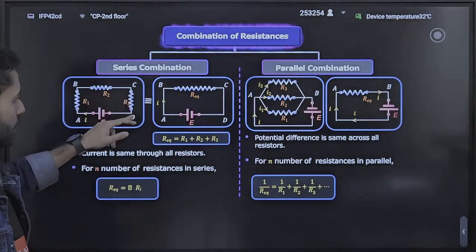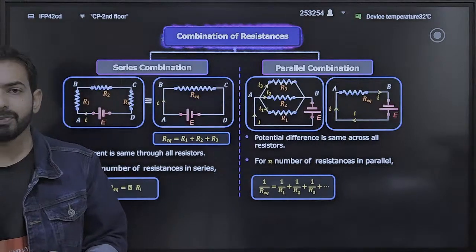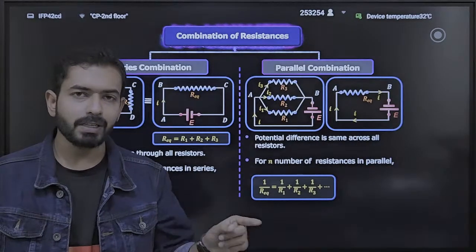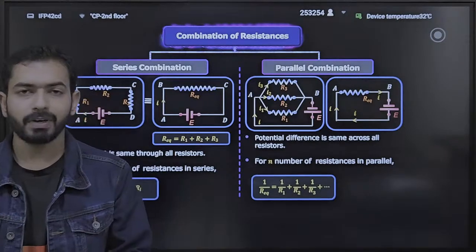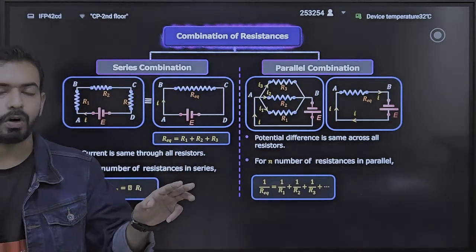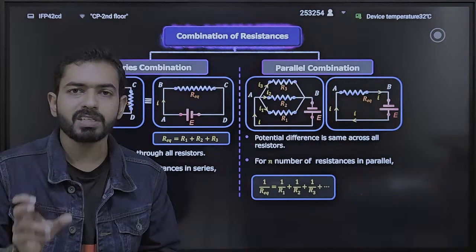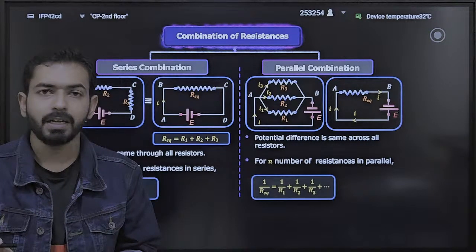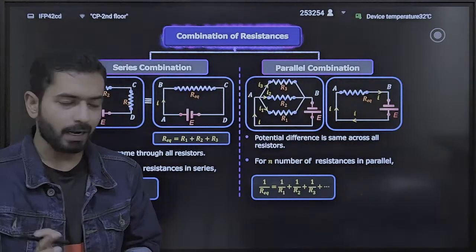This is called a series combination, an end-to-end connection, but I prefer that you remember that if current is flowing the same in all the resistors, that means the combination is a series combination. If current is divided into branches, or you can say if potential difference across each resistor is the same, then it is called a parallel combination.